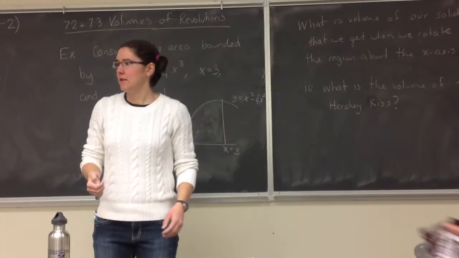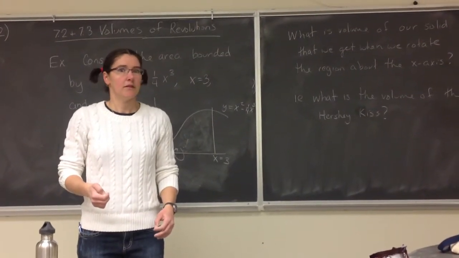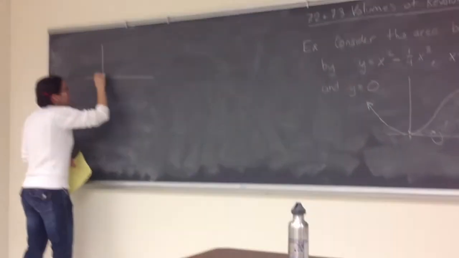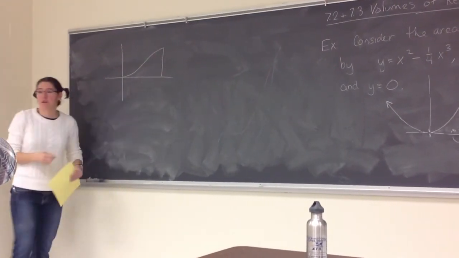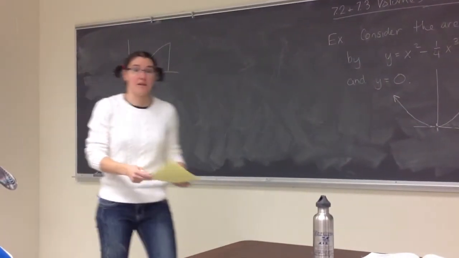Okay, did everybody get at least one Hershey Kiss? Okay, so take a look at your Hershey Kiss, turn it on its side, and once you've done that, imagine what the volume of that Hershey Kiss is. All right, so as you're looking at that, also imagine what it would look like to draw the picture of this Hershey Kiss as it's rotated around the x-axis.